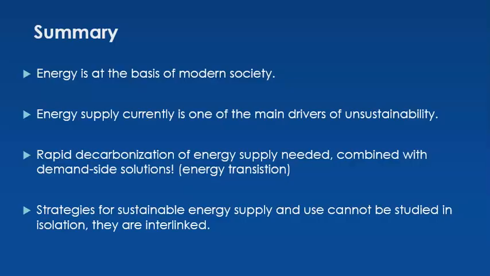So we learn that energy is at the basis of modern society because it supplies us with the services that we need. And we also understand that energy supply is one of the main drivers of unsustainability, in particular of land use and also of the climate change issue. This is the reason why we need a rapid decarbonization of the energy supply and combine it also with demand-side solutions. And this is what we together call the energy transition. So we need to decarbonize our energy supply and also need to think and redesign the way we use energy. And we need to think of the strategies together.